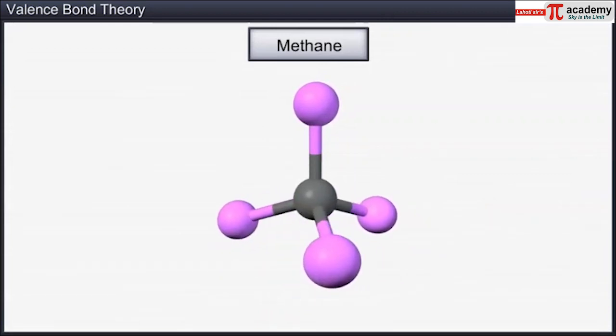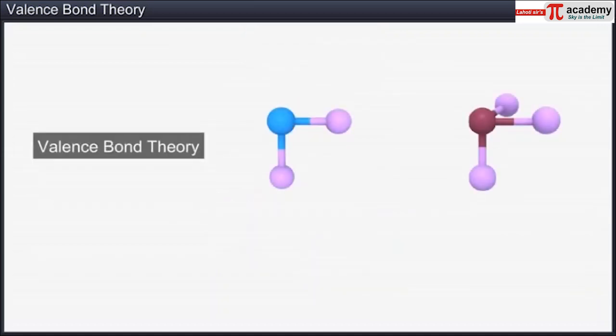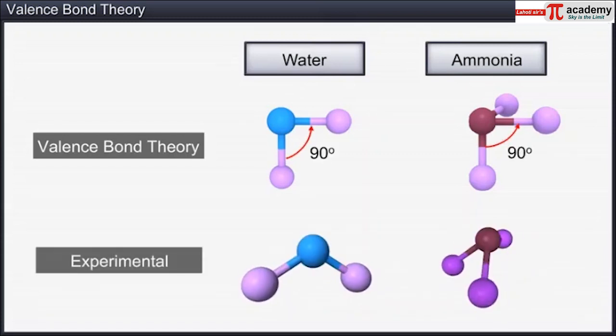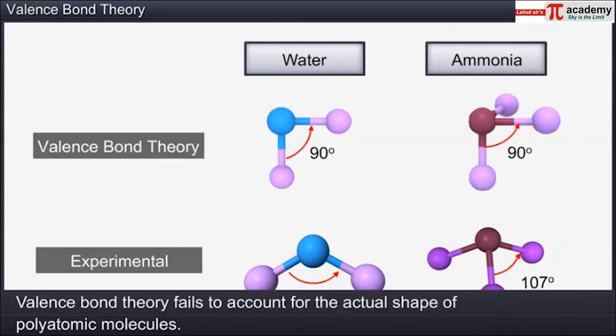But experimentally it is observed that all four bonds are exactly identical in all aspects and are oriented at a bond angle of 109.5 degrees. Similarly, valence bond theory cannot account for the correct bond angles in water and ammonia. While valence bond theory predicts a bond angle of 90 degrees in them, the experimental result suggests bond angles of 104.5 degrees and 107 degrees respectively. Thus, it can be seen that the valence bond theory fails to account for the actual shape of polyatomic molecules.